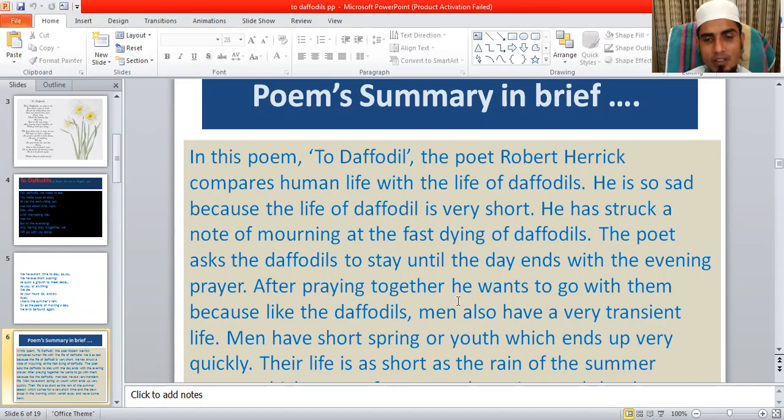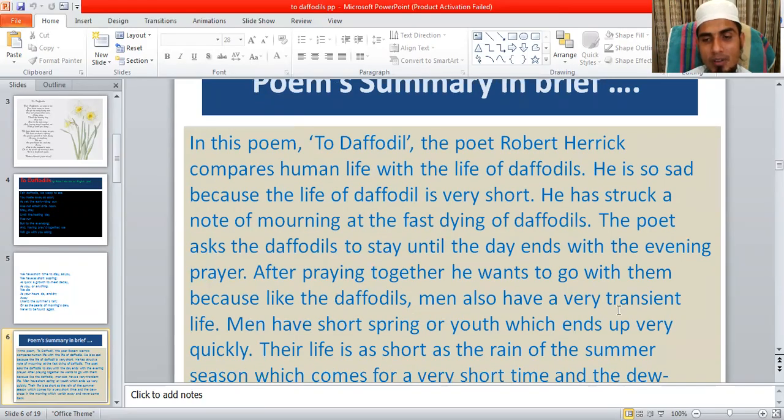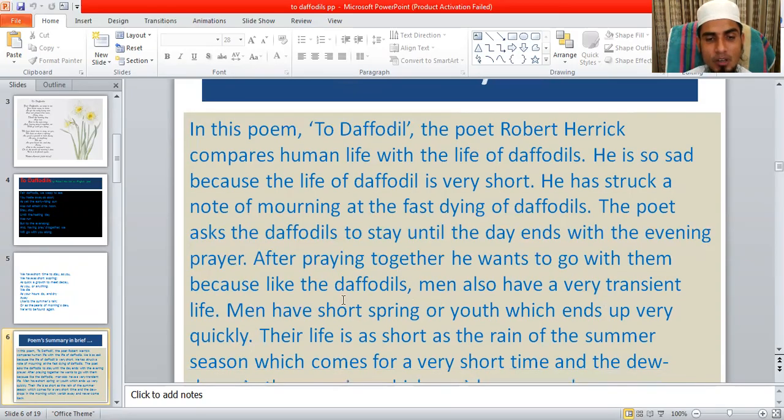So after praying together, we want to go with them because, like the daffodils, human beings also have a very transient life. Men have a short spring, or youth, which ends very quickly. So you know that human beings have a very short youth. Here it is very important: not only is human life important, but human youth.